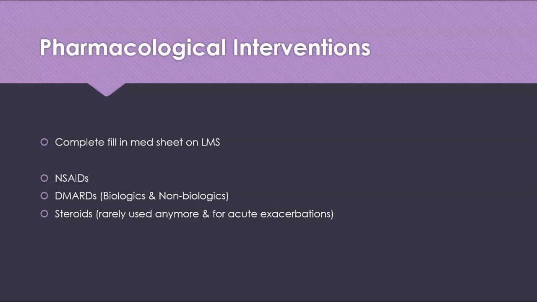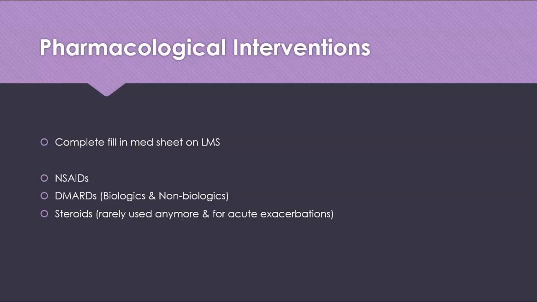Remember your side effects for NSAIDs. GI upset is big for oral. That's why the COX-2 are used, because they help have some protective benefits to the GI tract. Other things to watch for with NSAIDs, there's a risk of fluid retention. Keep an eye on renal function, a risk of cardiac events.